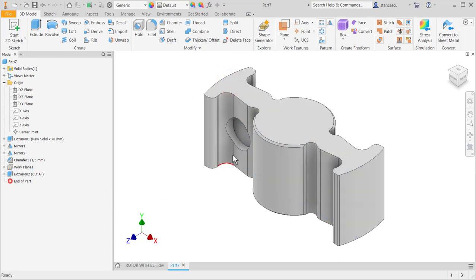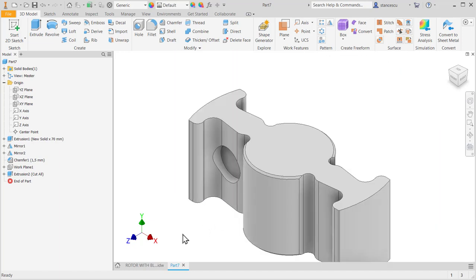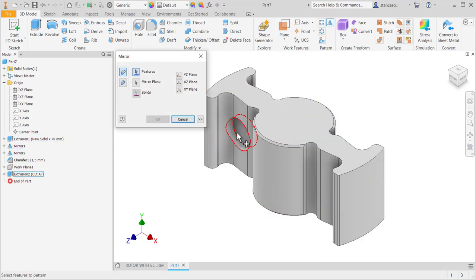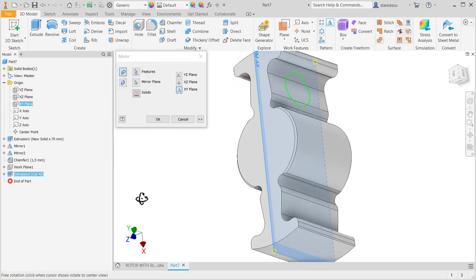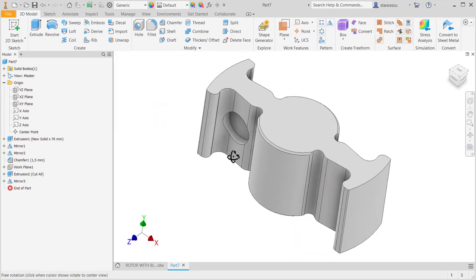I create holes and then I mirror them. But first let me mirror this counter bore. Yes, it's important. Mirror this about XY plane and you see the future. Good. Now I place holes.